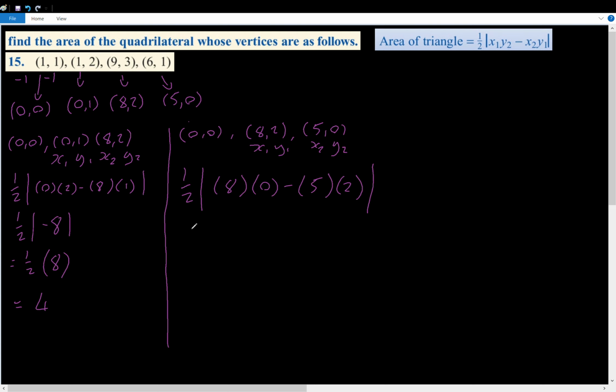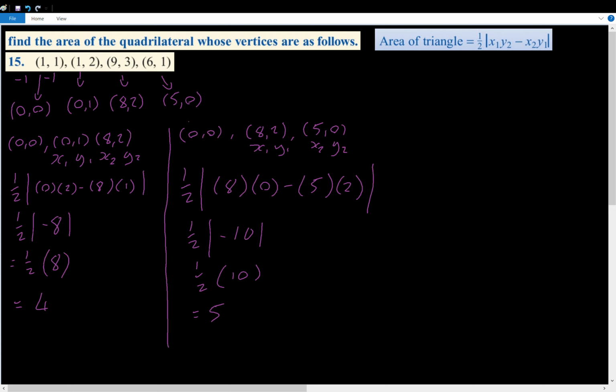Which means we're going to get 1/2 times the absolute value of 8 times 0 is 0, and minus 5 times 2 is minus 10. But we don't take the minus with it because of the absolute value, so it's just going to be 1/2 times 10, which is equal to 5.